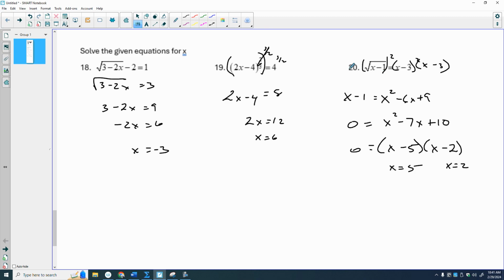Plug 5 in, and I get 5 minus 1, which is 4. Square root of 4 is 2. 5 minus 3 is 2. 5 works. Plug in 2. 2 minus 1 is 1. Square root of 1 is 1. 2 minus 3 is a negative 1. That does not work.